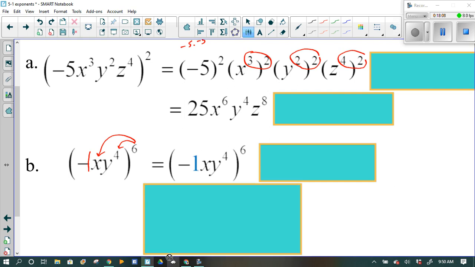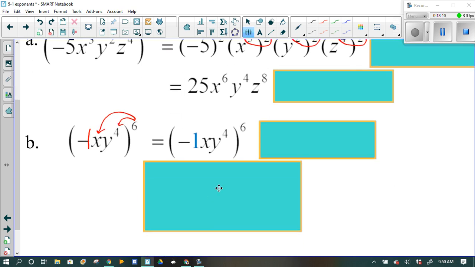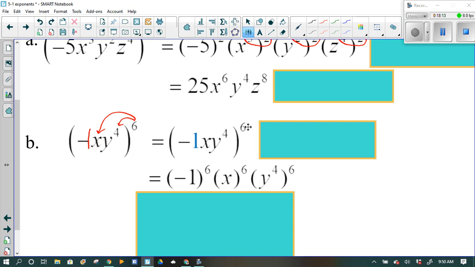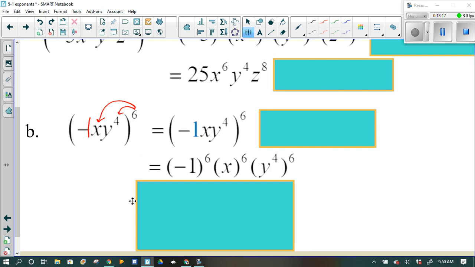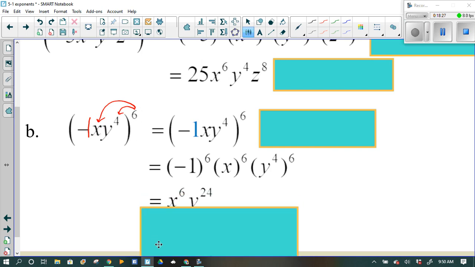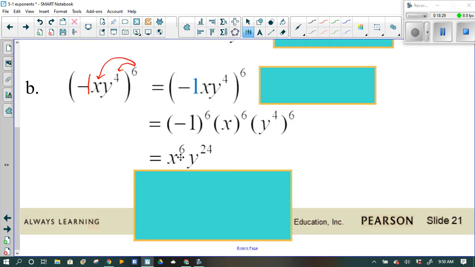So now I've got -1 to the 6th power, x to the 6th power, y to the 4th to the 6th power. So -1 to the 6th power, well, remember we have an even number of negative signs, so that is going to just be positive. X to the 6th, and then multiply power to power, so that's 24. So remember, there is that assumed 1 right there. It's just assumed, so you don't really have to put it in your final answer.